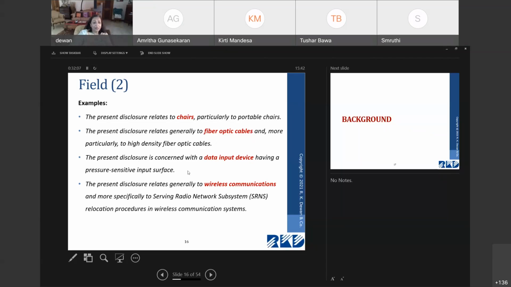Okay. The third example is again what we were looking at in the title: the present disclosure is concerned with a data input device having a pressure sensitive input surface. Similarly, for the fourth example that we saw in the title, we show the technology field, and then we say more specifically it relates to this, so that the person who is looking at the classification is able to do a proper classification for their invention. So this is how we write the title and the field.